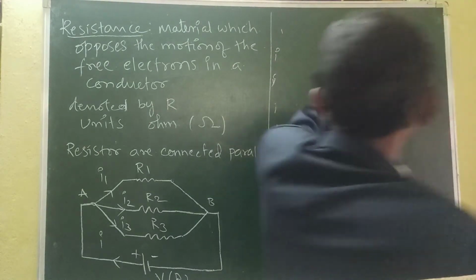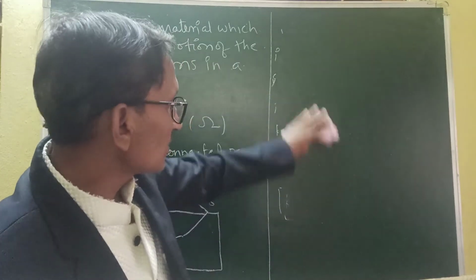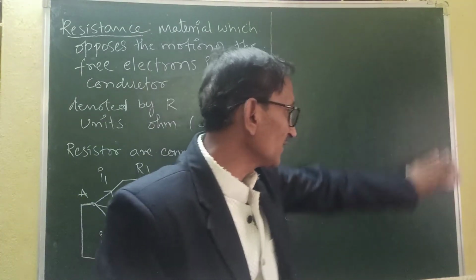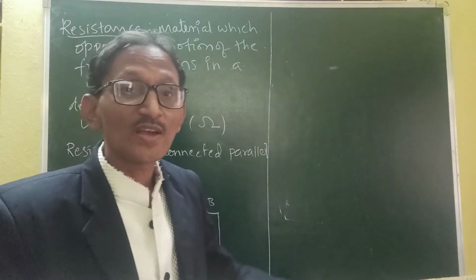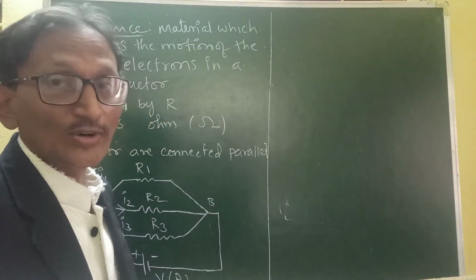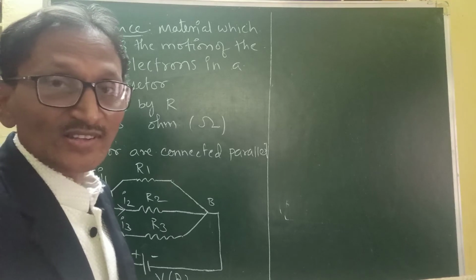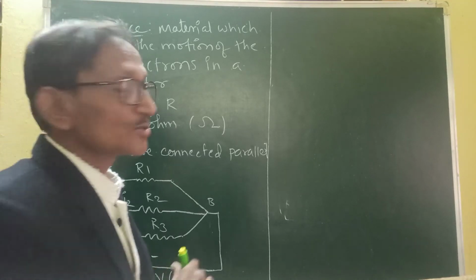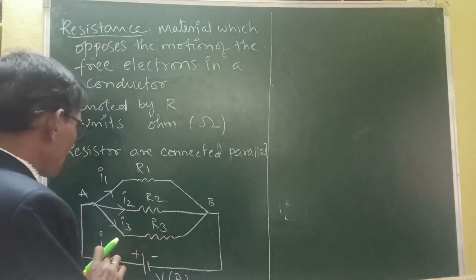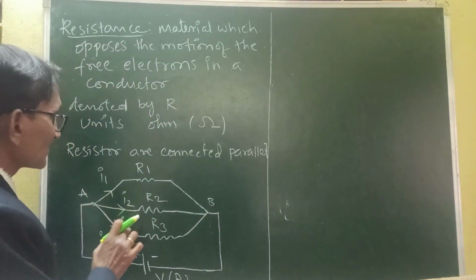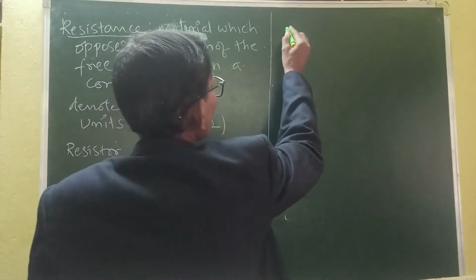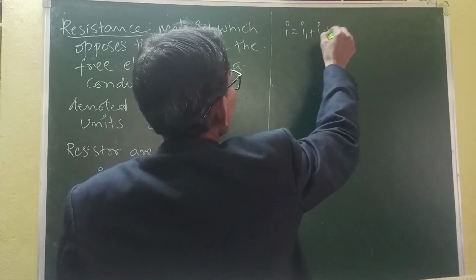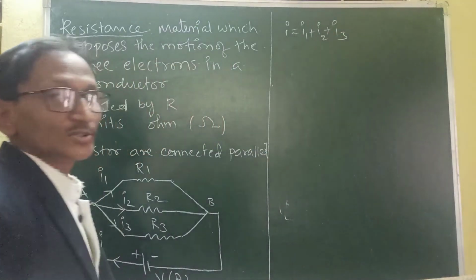In the case of series combination, we see that there is a potential drop across the resistors. But in the case of parallel combination, we observe the current is dividing. The voltage remains constant. The potential difference across each resistor remains constant, but the current is dividing here. So the total current is equal to the sum of the individual currents in each resistor. So the total current I is equal to I1 plus I2 plus I3.